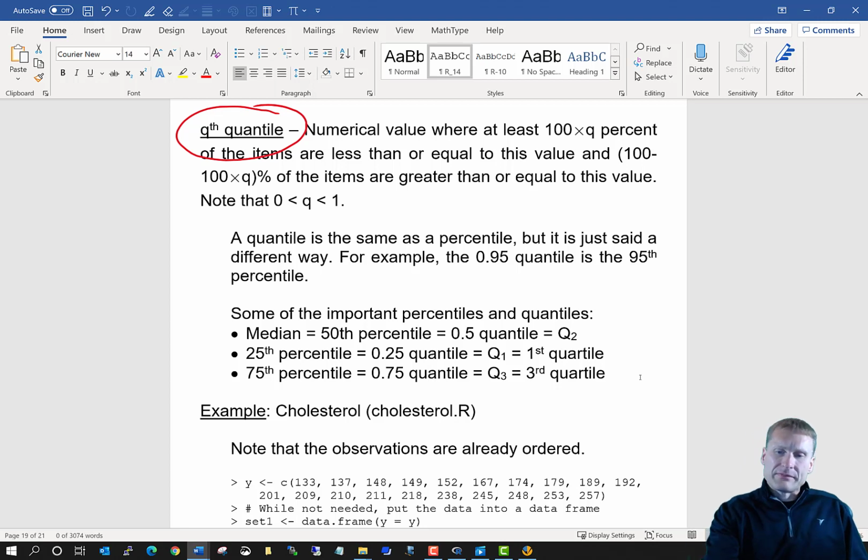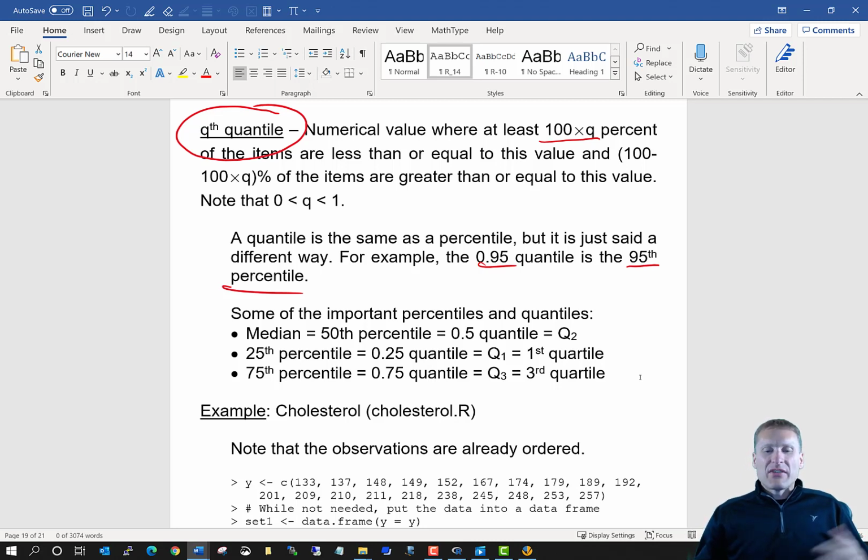So for example, 100 times Q percent of the items are less than or equal to this value, and 100 minus 100 times Q percent of the items are greater than or equal to this value; this would be the Qth quantile. In other words, the 95th percentile is the 0.95 quantile. I guess that's a lot easier way to say it, and perhaps I should just start with that.